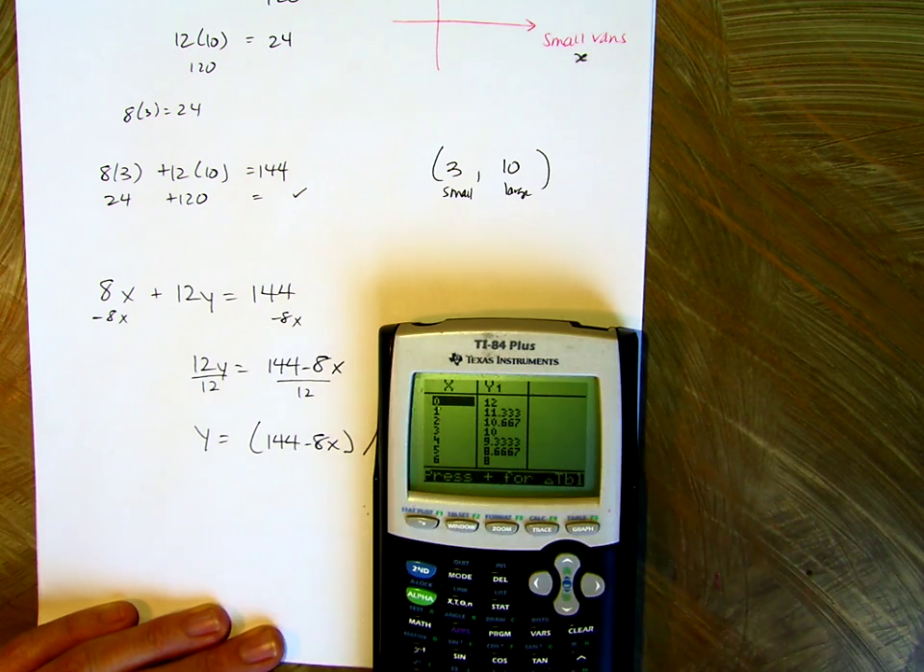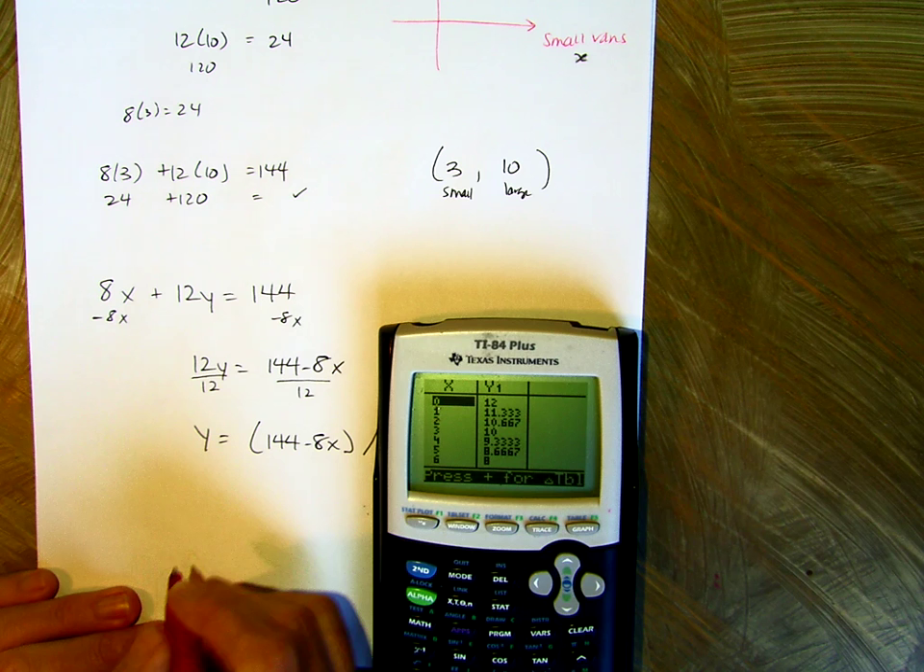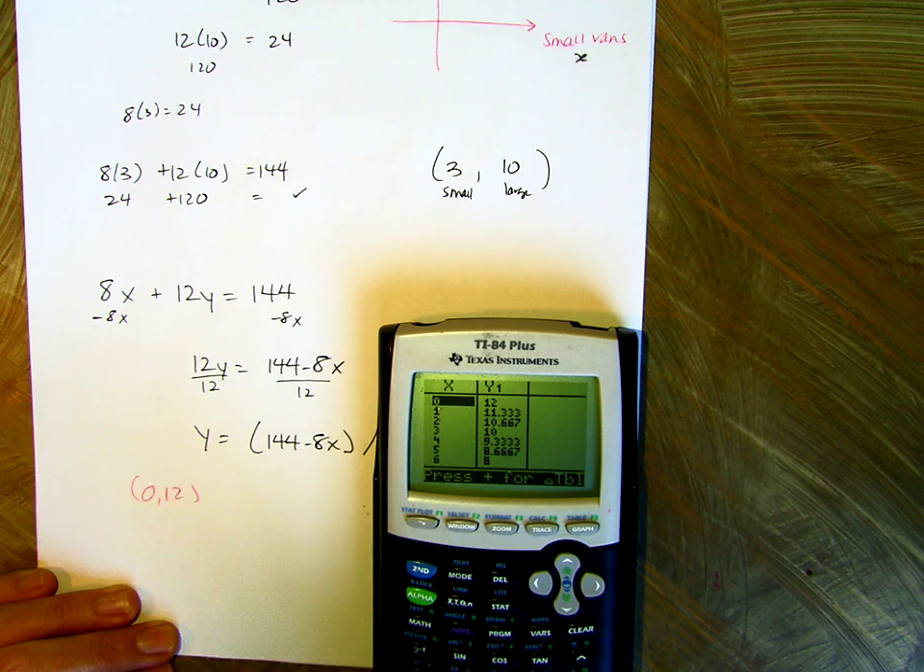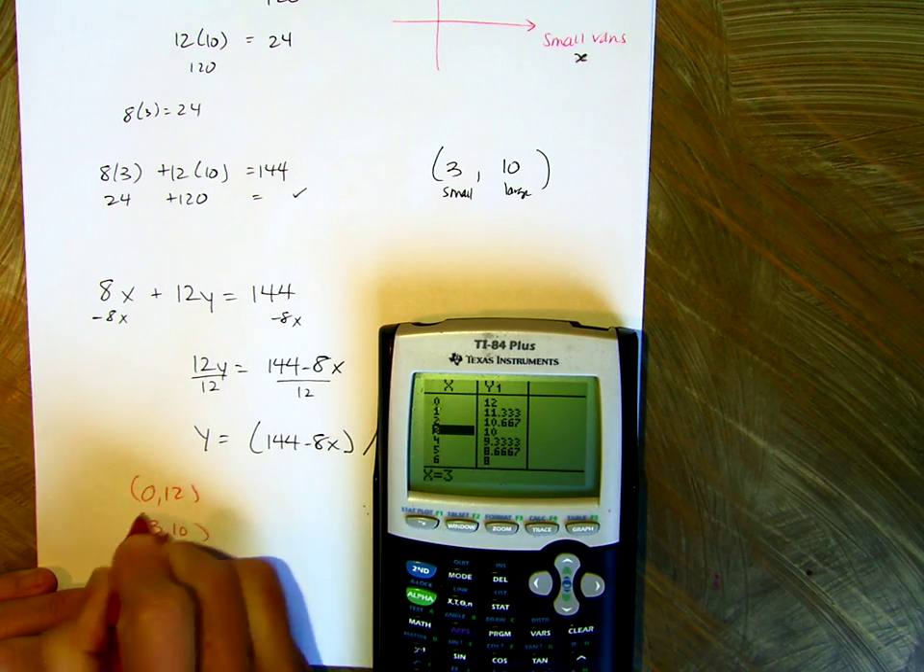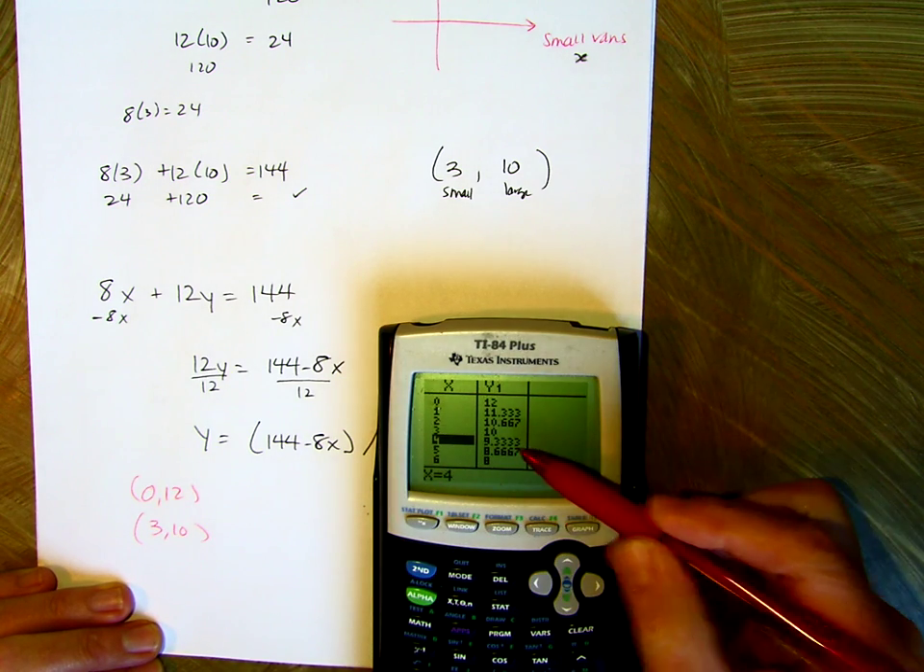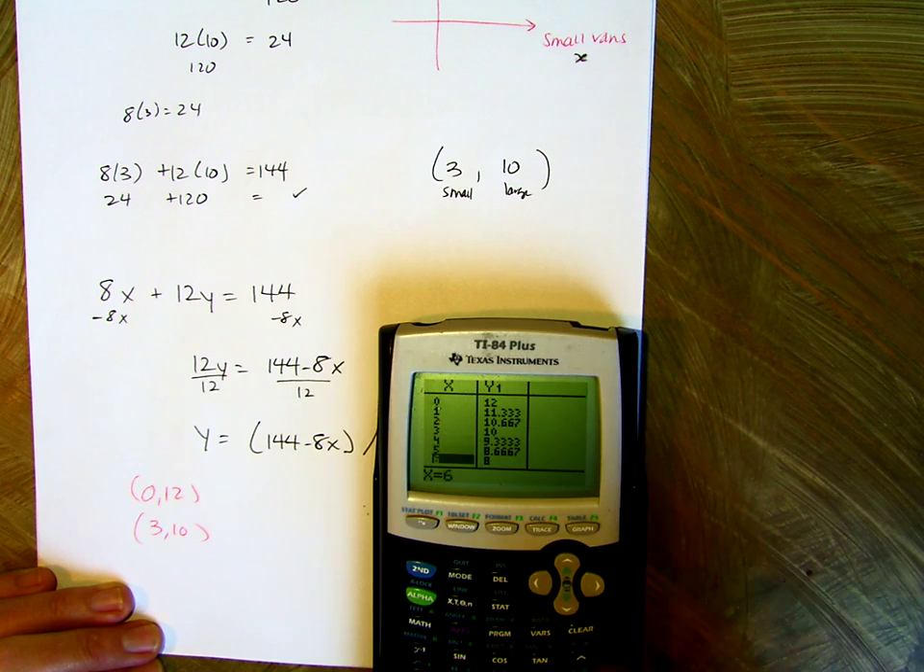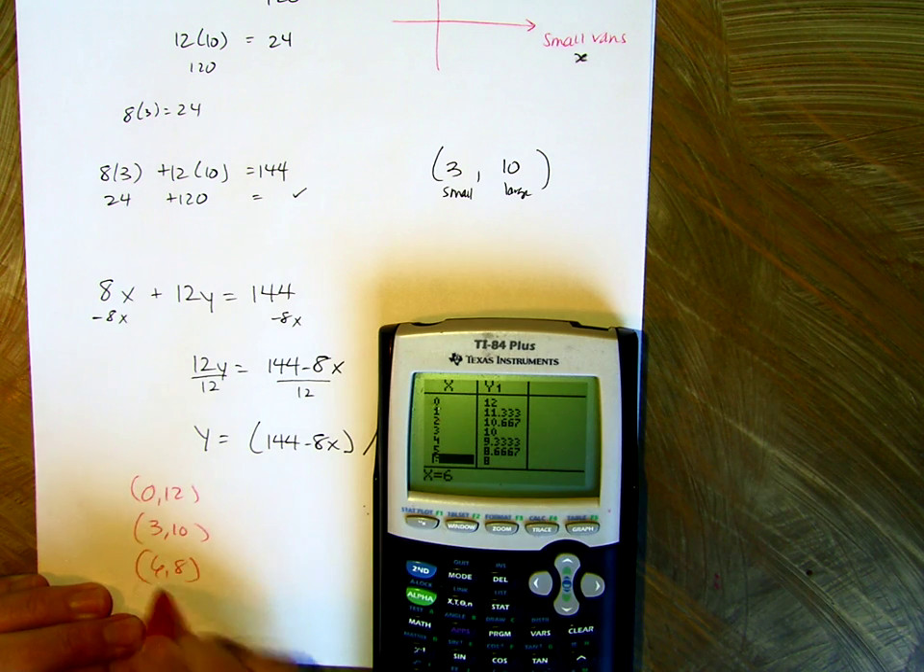There are all my combinations. There's 0, 12: 0 small, 12 large. Where's another integer combination? There's another integer combination: 3, 10. I mean, this one won't work. You can't have 9.33 vans. There's another combination: 6, 8.